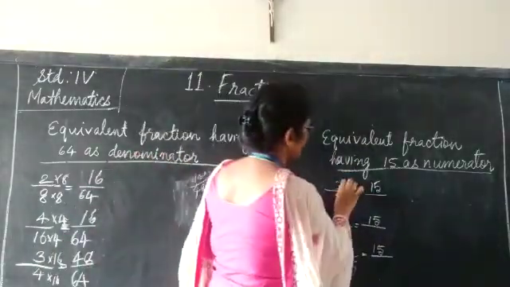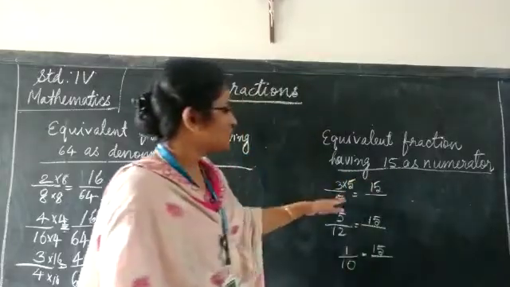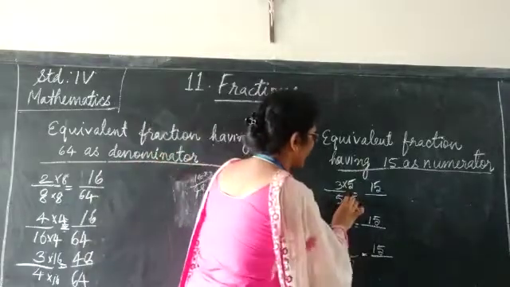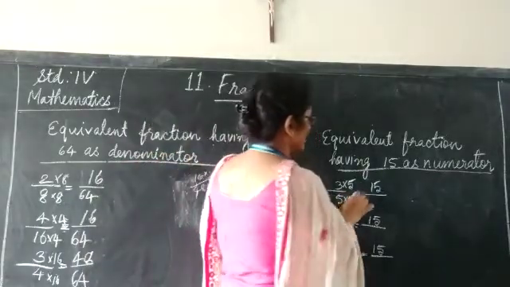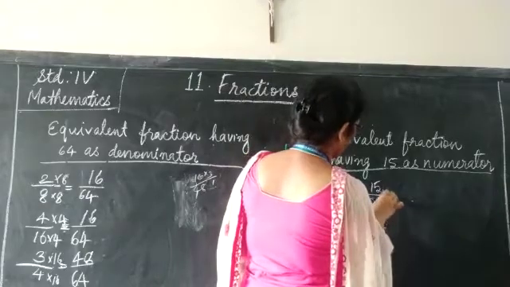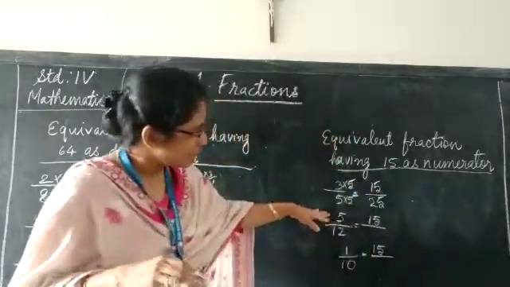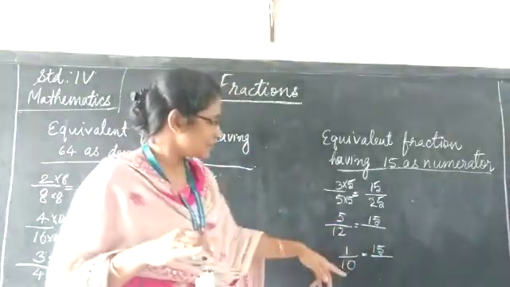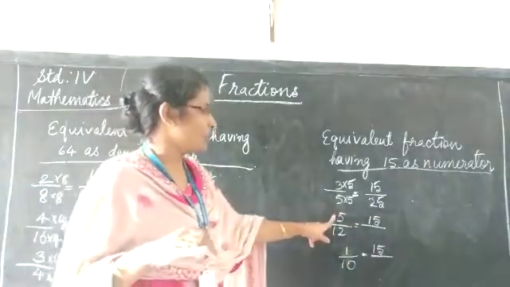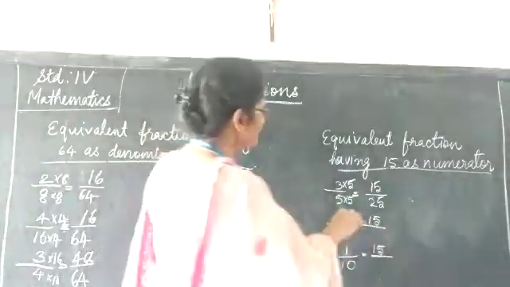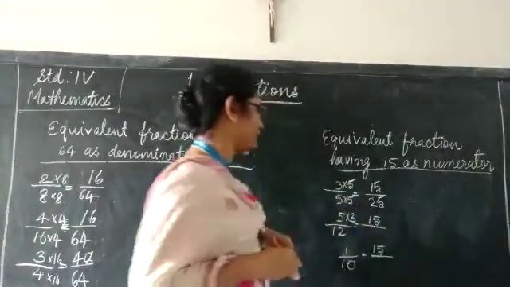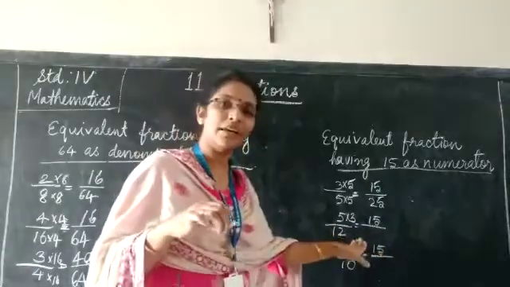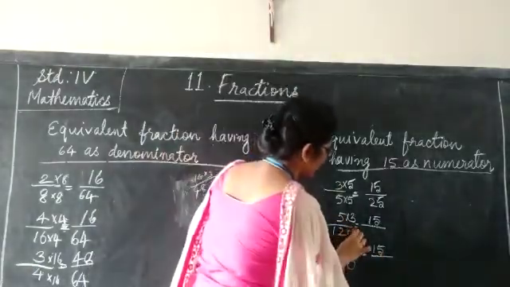3 5s are 15. What to do? Multiply the denominator also with the same 5 so that we will get the answer. 5 5s are 25. Next question, 5 by 12 is equal to 15 by dash. For finding the missing number, first we have to see how many 5s are 15. 5 3s are 15. For getting the missing number, we have to multiply 12 also with 3. 12 3s are 36.